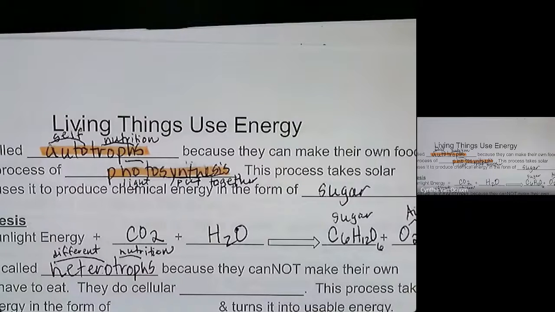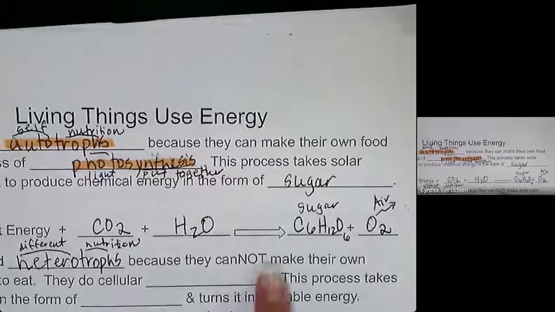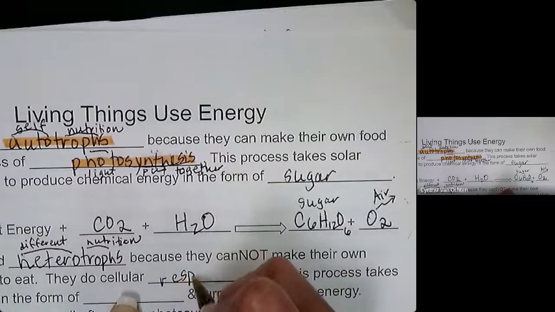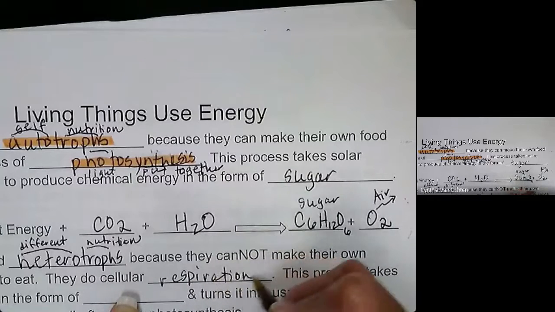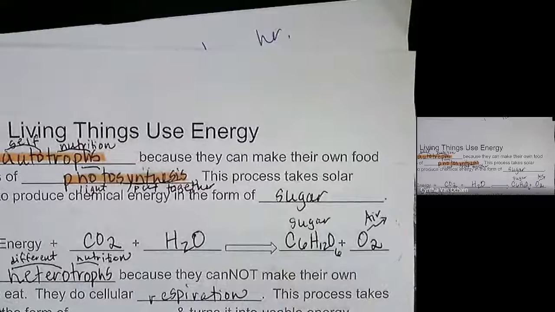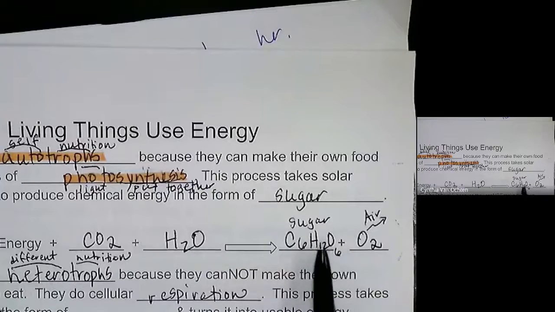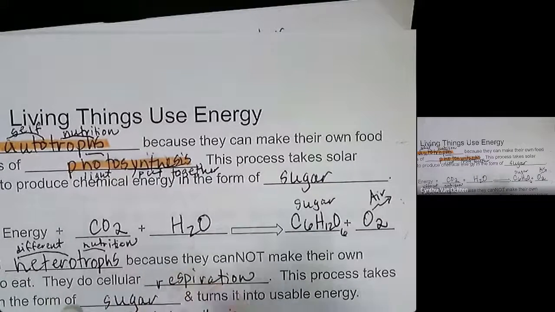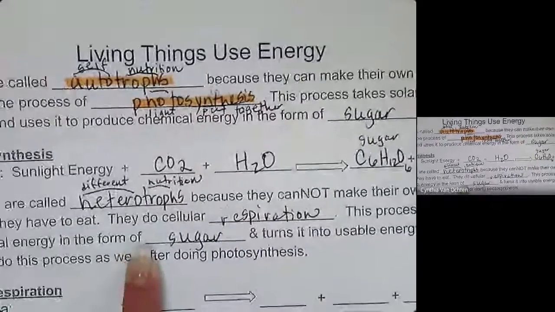and fungus, and most bacteria, and most protists. So these are organisms that cannot make their own food. They have to eat. So animals are called heterotrophs because they cannot make their own food. They have to eat. They do a process that we call cellular respiration, where they turn the chemical energy that plants make, specifically in the form of sugars, into usable energy that the organism can use to do work. So respiration takes chemical energy in the form of sugar that plants make and turns it into usable energy.